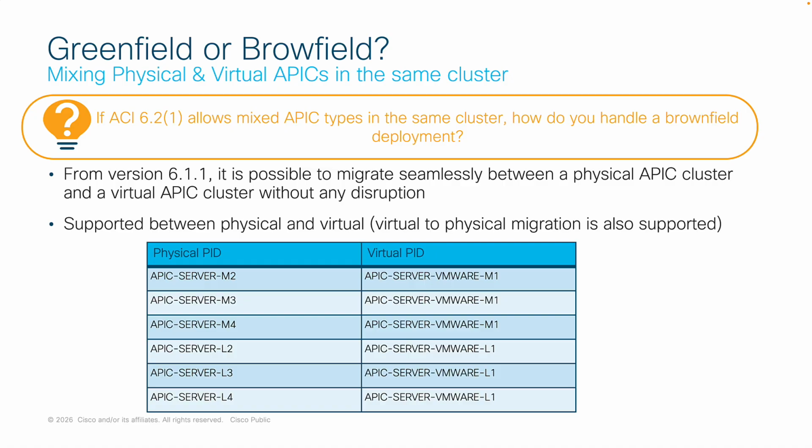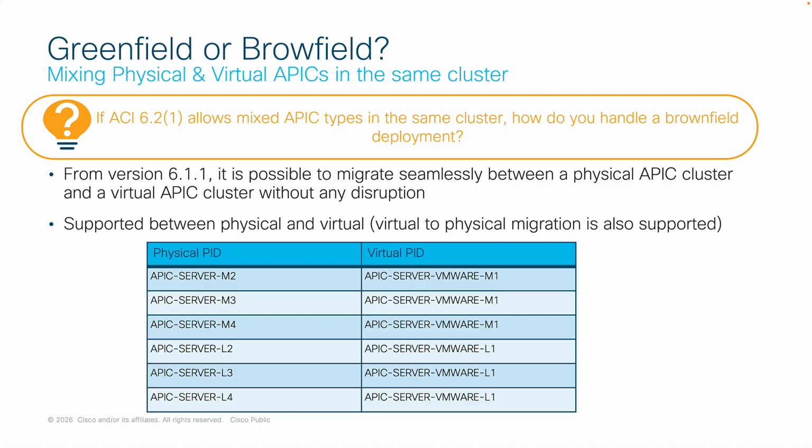Okay, so if we are talking about mixing physical APICs and virtual APICs, the first question that probably comes to mind is, is this a greenfield only situation, or can I do this in brownfield? And the short answer is you can do it in both. But the real consideration comes when you think about brownfield. How do we handle that cluster? Because we're starting with 3 physical APICs, and now we're moving to potentially some mixture of some physical and some virtual, or even all virtual if you want.